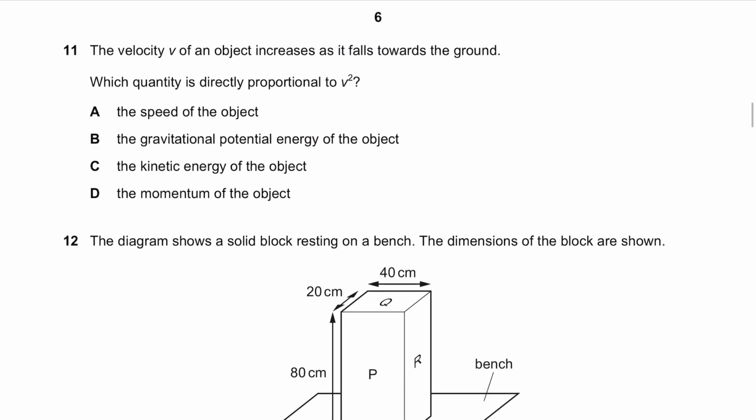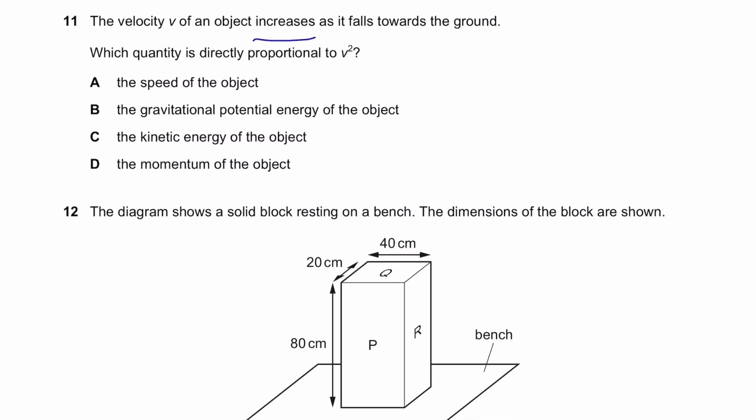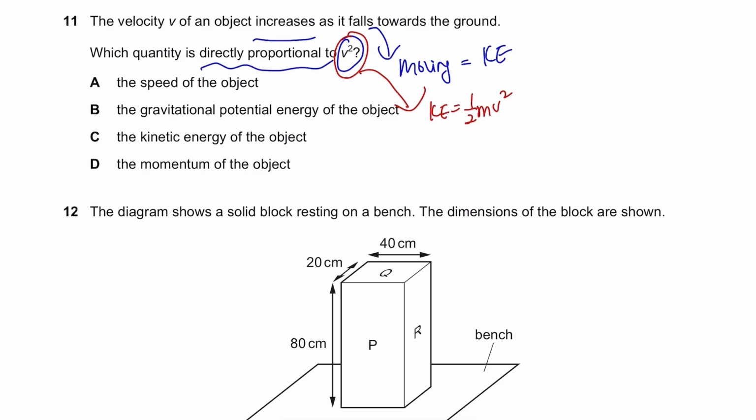Question 11. The velocity v of an object increases as it falls towards the ground. Which quantity is directly proportional to v squared? Since it's falling down, it's moving, and when it's moving, there is kinetic energy. And anyway, if you see this v squared, you should immediately think of KE equals half mv squared, because this is the only formula with v squared. So the one that is directly proportional to v squared is the one on the other side of the equation, which is the kinetic energy of the object, C.